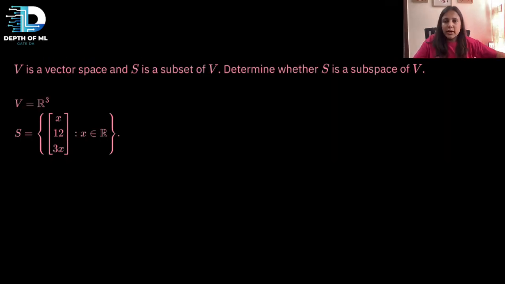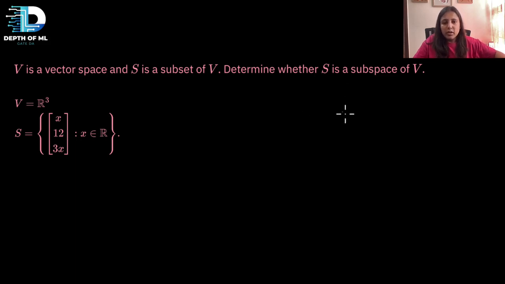Now let's look at this question. V is a vector space and S is a subset of V. Determine whether S is a subspace of V. So here we are being asked to determine if this particular set of vectors, which is S, is a subspace of V or not. In subspace questions, you will see multiple variants. This is one of the variants where they have not redefined the addition and multiplication operations.